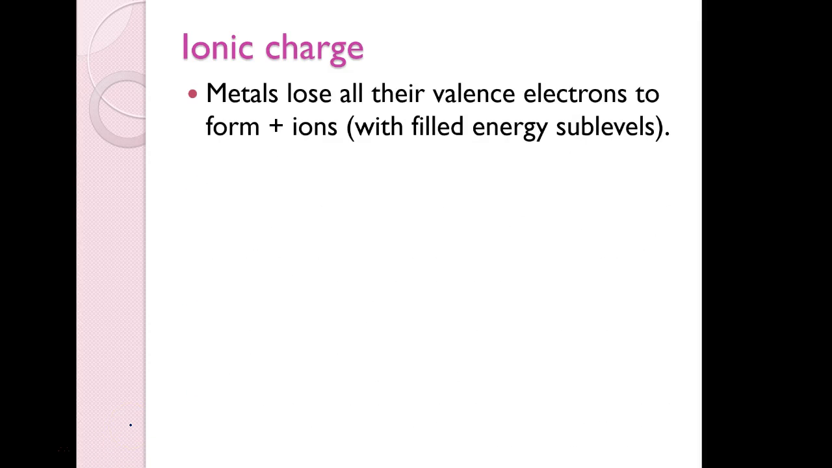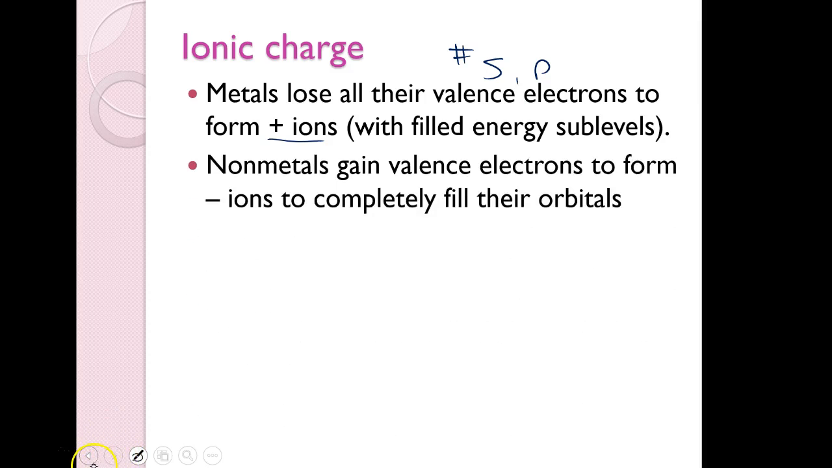Alright, so ionic charge is tough. We talked a little bit about this before when we were doing the homework with electron configuration. Metals lose their valence electrons. Okay, so we just said how many valence electrons things have. And they lose them to form positive ions. Remember, these are the S and the P with the highest numbers in front. They lose them all, and it forms positive ions. Nonmetals fill up. They gain valence electrons to completely fill up their S and their P's. Instead of emptying them, they fill them.